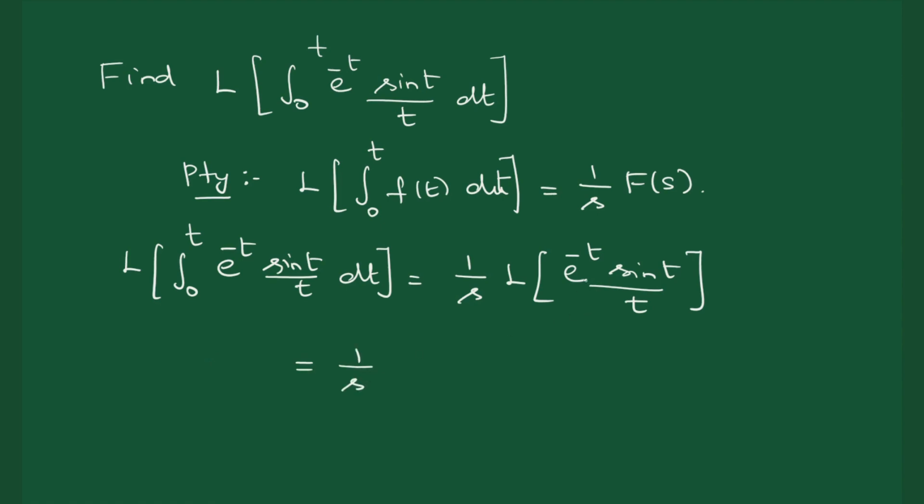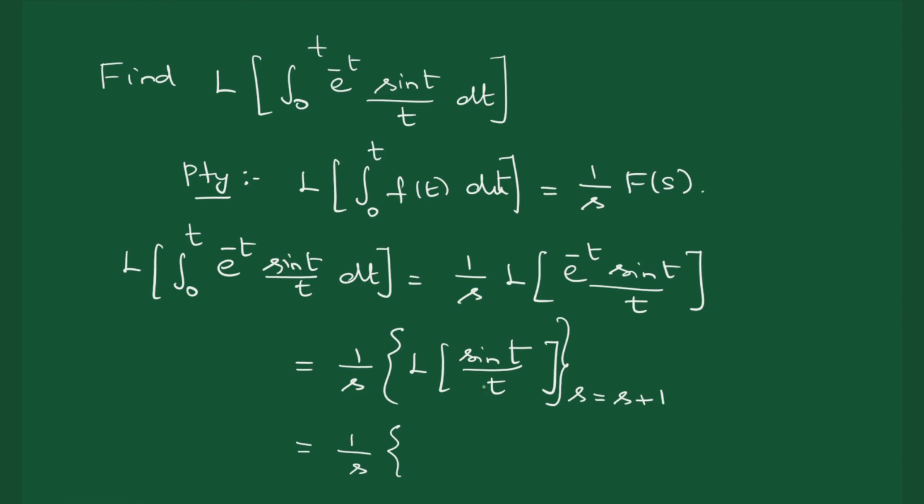So 1 by s, and now for the exponential term e to the power minus t we can apply the first shifting property, so that we can write L of sin t by t where s is substituted as s plus 1. Actually, s equal to s plus 1 should be substituted only in the term inside this bracket. Now this is equal to 1 by s into, again we have to use the division of t property. What is the division of t property? Integral s to infinity f of u, where f of u is nothing but L of sin t, into du. After completing this, we have to substitute s by s plus 1.